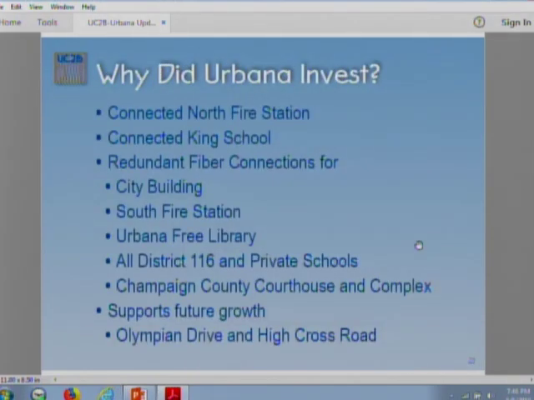Why did Urbana invest 10 years ago in this project? You had some fiber, but you didn't have everything connected. The North Fire Station wasn't connected to fiber. King School was not connected to any of the other schools. You didn't have redundant connections for any of the buildings. And there was also some concern about connectivity going forward on Olympia Drive and High Cross Road. There was some discussion about maybe a fire station way out north or way out east, and it'd be nice to have fiber available to serve that when the time came.